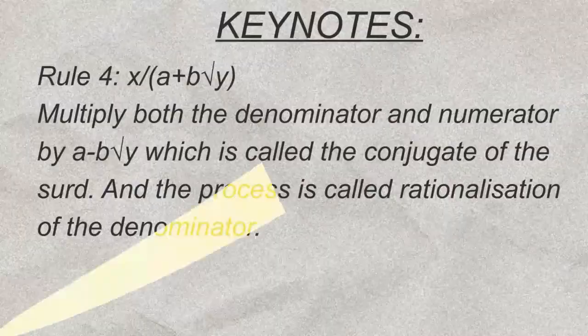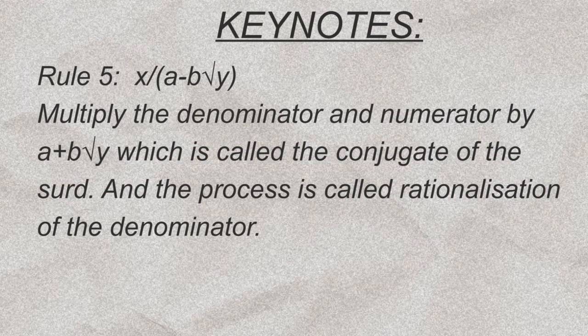Now we are going to look at rule 5. Rule 5 is exactly a typical of rule 4. But this time around, the denominator is a negative value, and in this instance we need to look for the conjugate of that denominator. Now the conjugate of a minus b root y is going to give us a plus b root y, and in this instance, if we want to simplify, we need to multiply both the numerator and the denominator by the conjugate of that surd, which is a plus b root y. By doing that, we can simplify further.